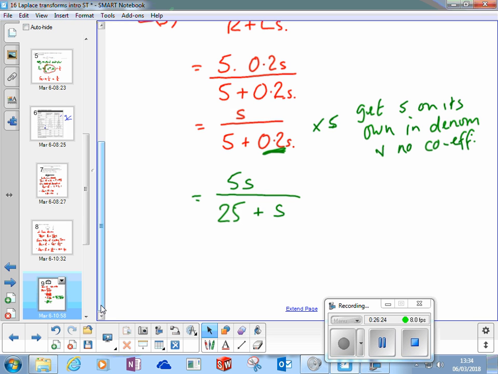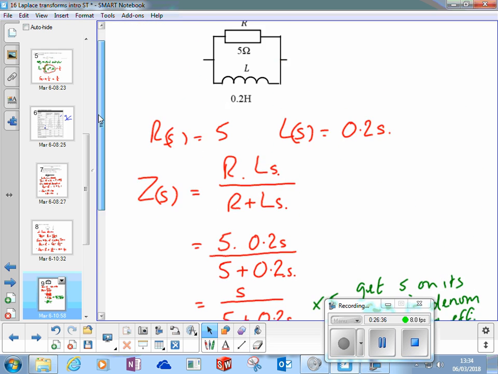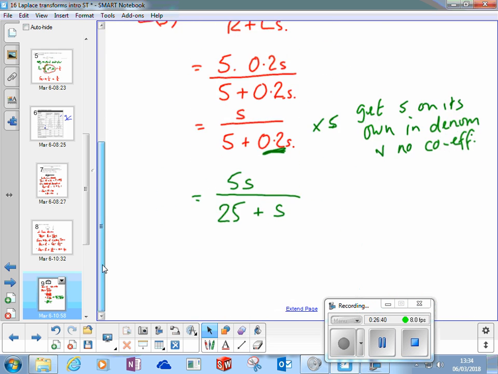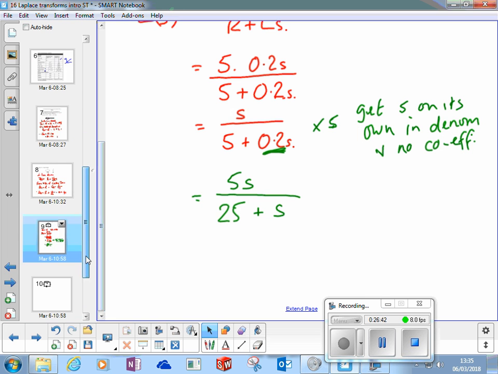Try to think of another, better letter of the alphabet that you could use that wouldn't get confused with any numbers, but S is the one they've decided is the one to use. So that's R and L in parallel circuit and manipulation.